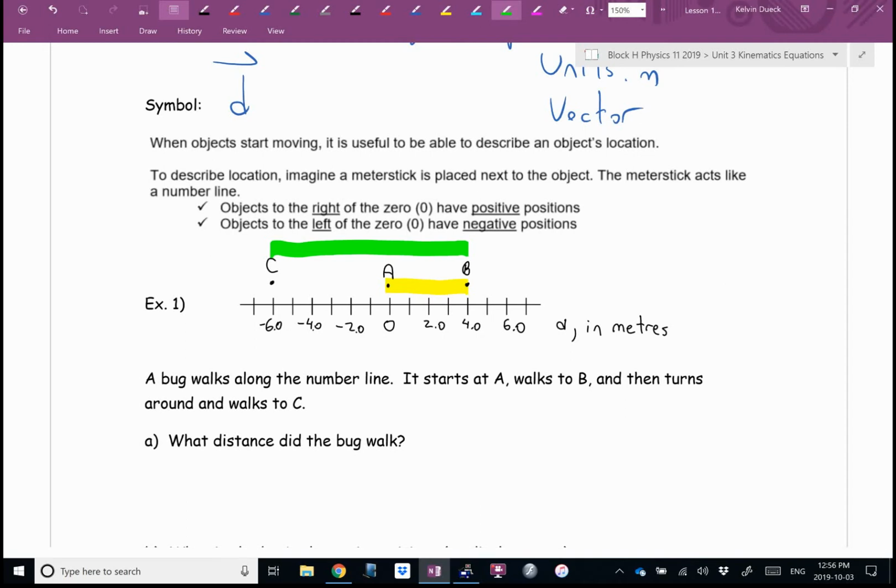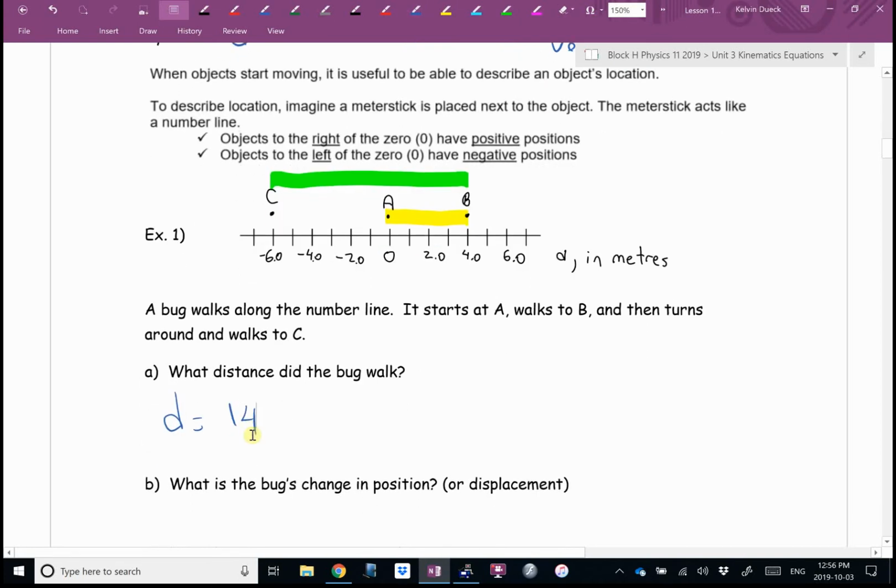Look carefully, please. It starts at 4 and it ends up at -6. How long is the green line? How long was the yellow line? How long is the green line? What's the total distance the bug walked? Not 10, which somebody blurted out earlier, but 14. D for distance, no vector symbol. 14 units. It says meters.